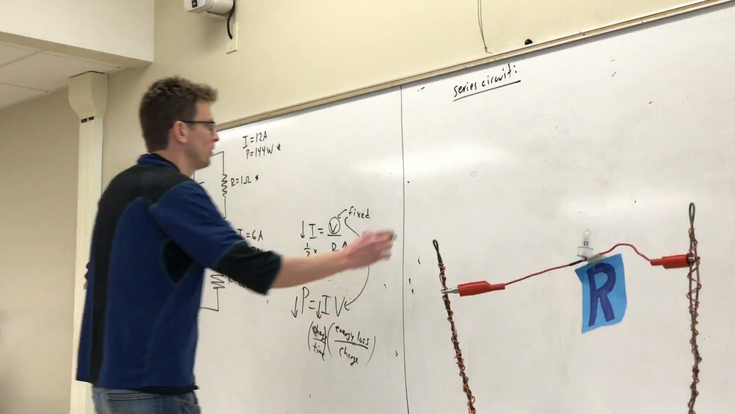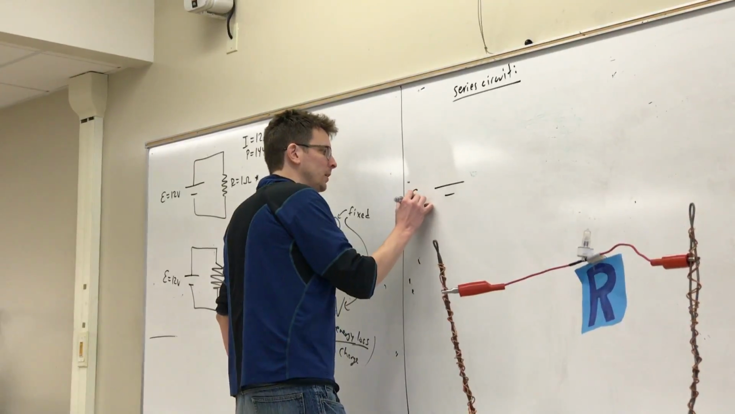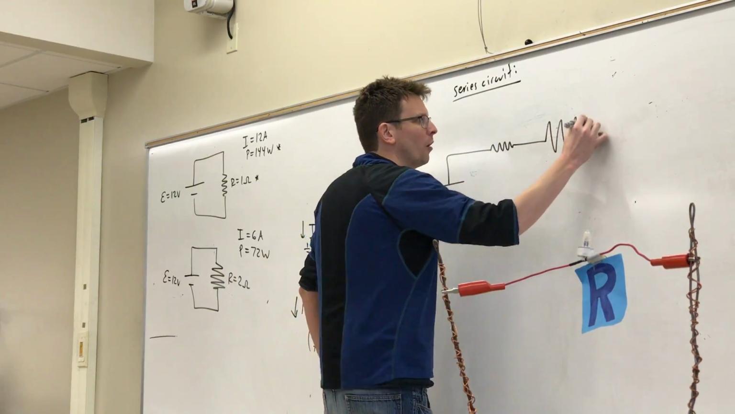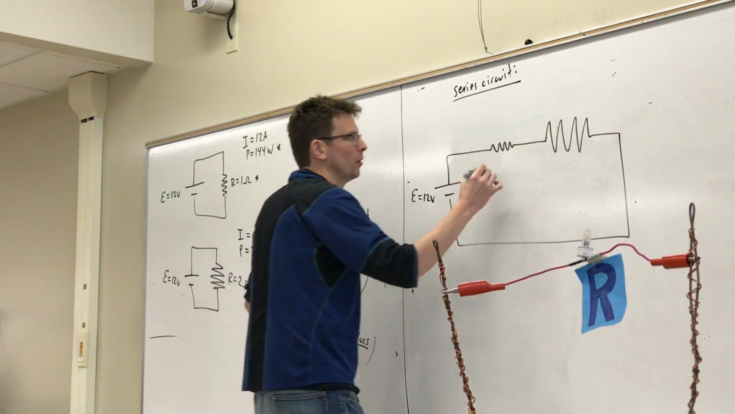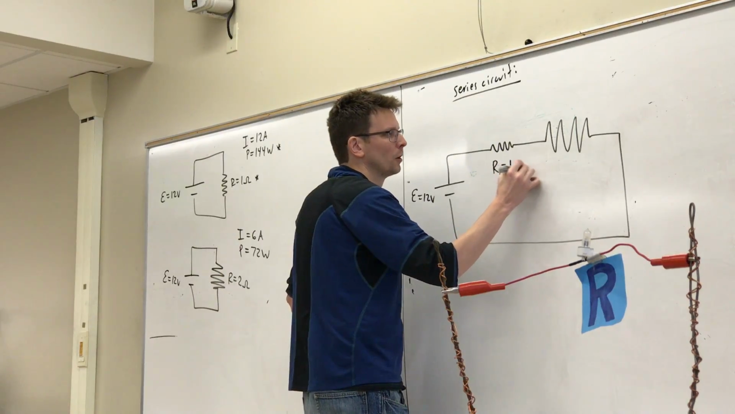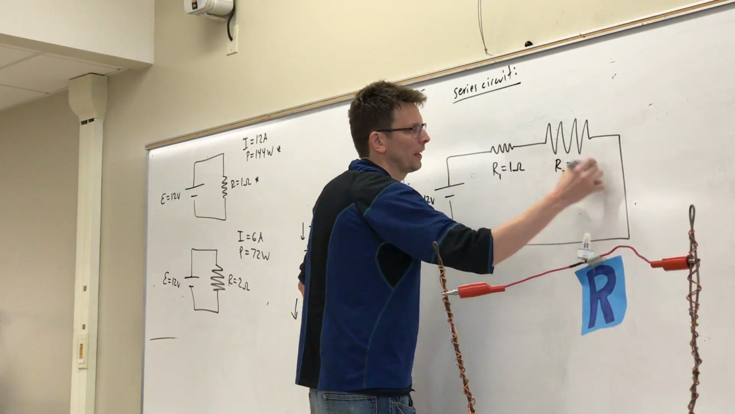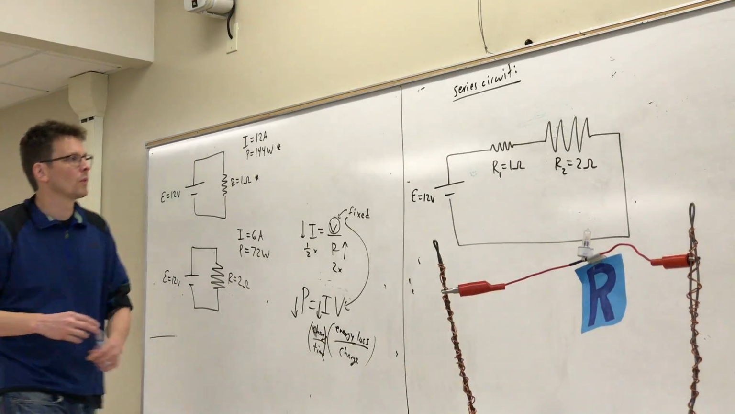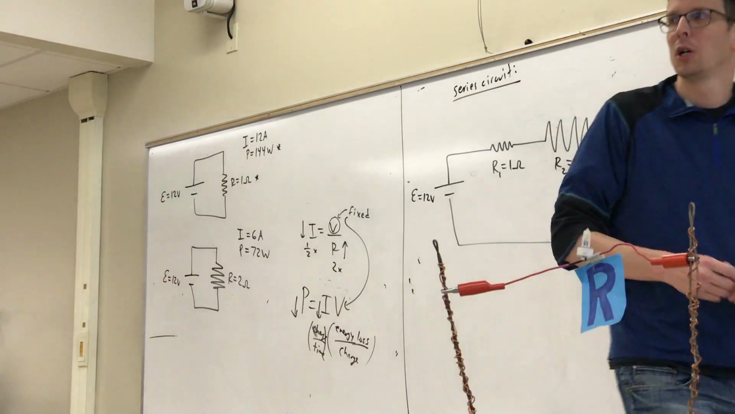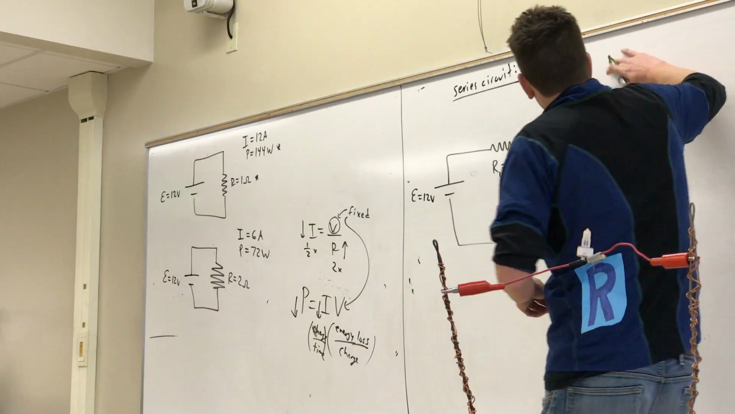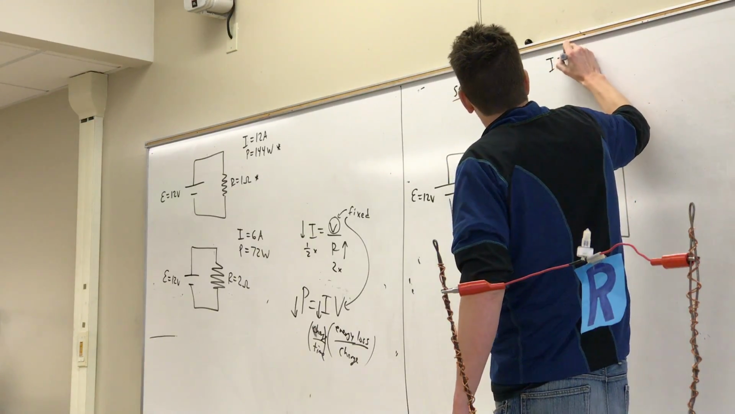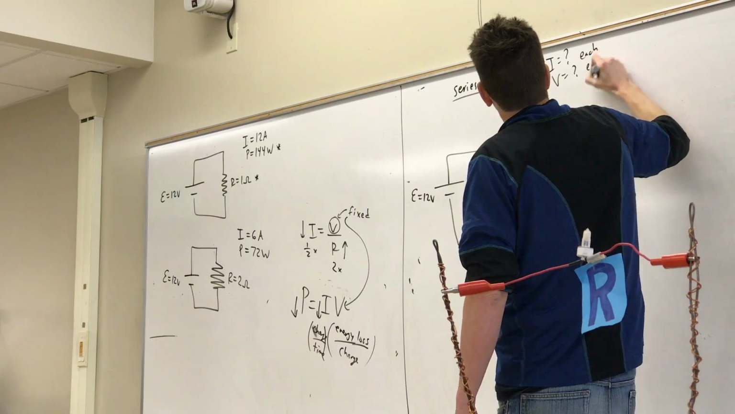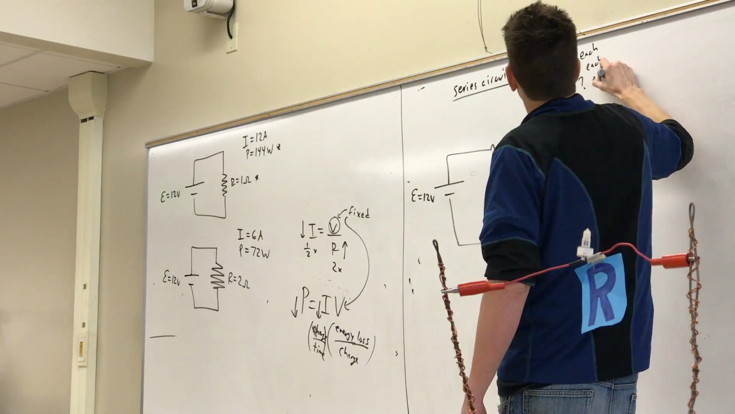Okay? So, series circuit. I'm going to take my 12 volt, my 1 ohm, and my 2 ohm, and I'm going to connect them in a row, like this. And what we want to do, our goal is, what is the current for each one? What's the voltage for each one? And the power for each one.